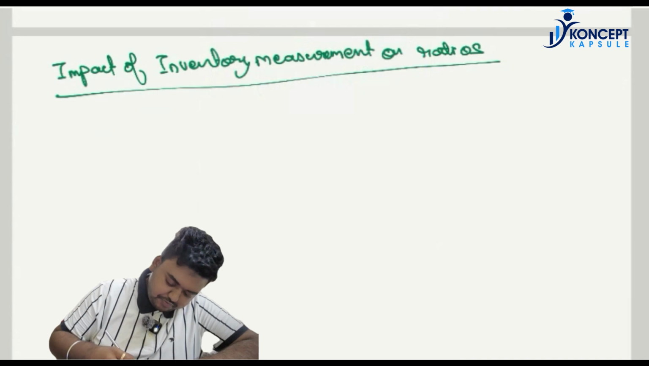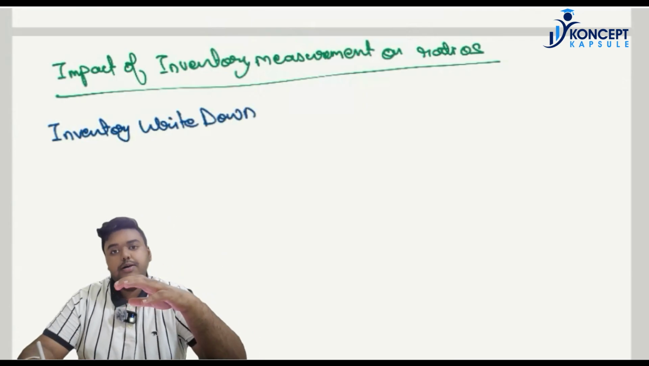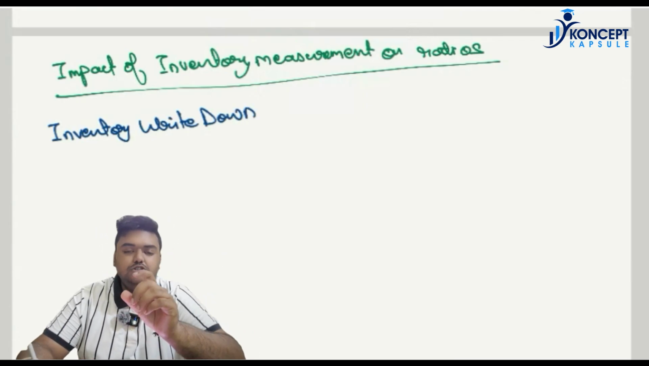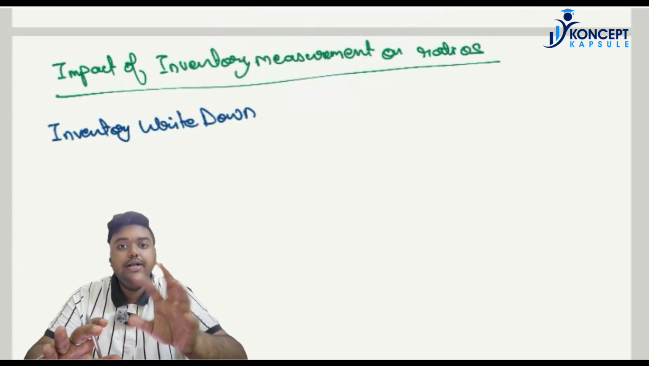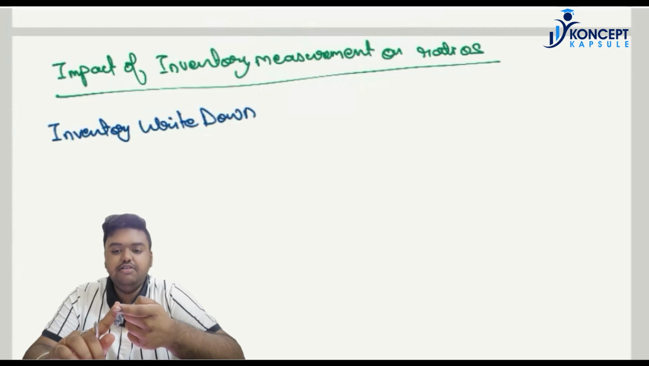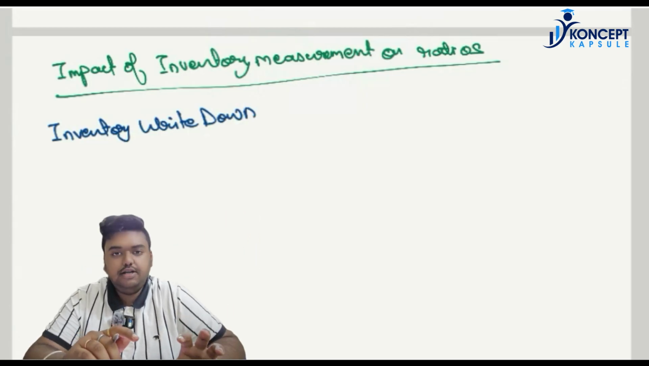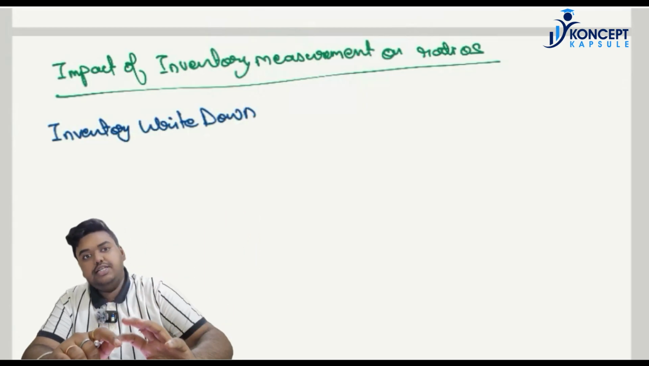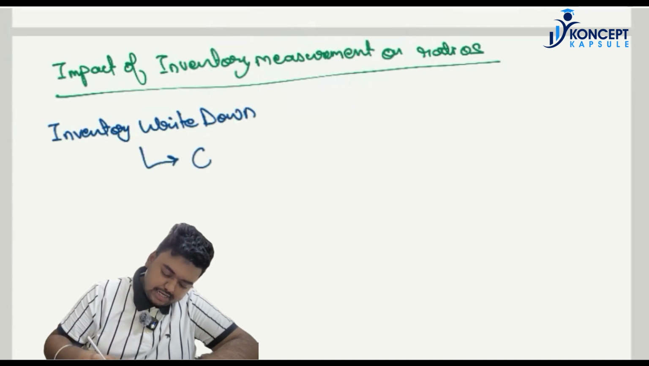Suppose we have written down the inventory, an inventory write down. Now you have to just remember all the ratios where inventory was one of the components, either directly or indirectly. How indirectly? It can be by way of being a part of the current assets, where the current assets is used in the ratio, or being part of total assets, where total assets is used in a ratio.